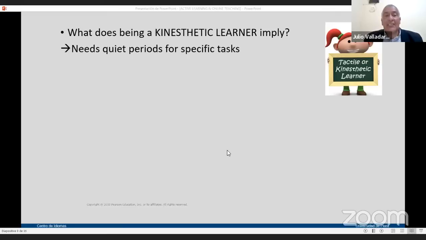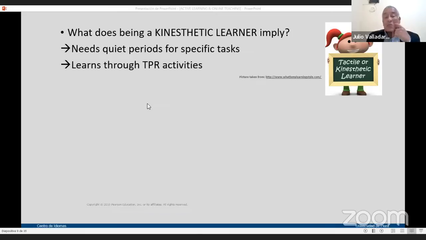Kinesthetic needs quiet periods for specific tasks. Sometimes when we go into the class and say, okay, all right, Jaime, please answer the question, Jaime says, what? And we haven't given them any time to process whatever they have to process. Learns through TPR activities, yes.